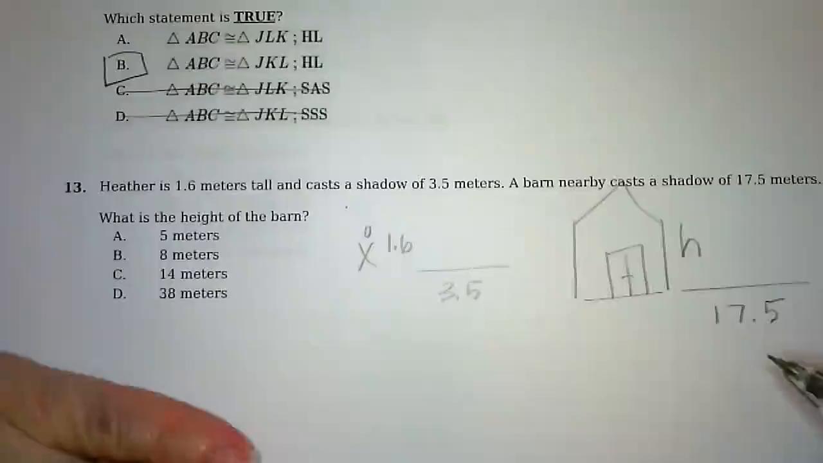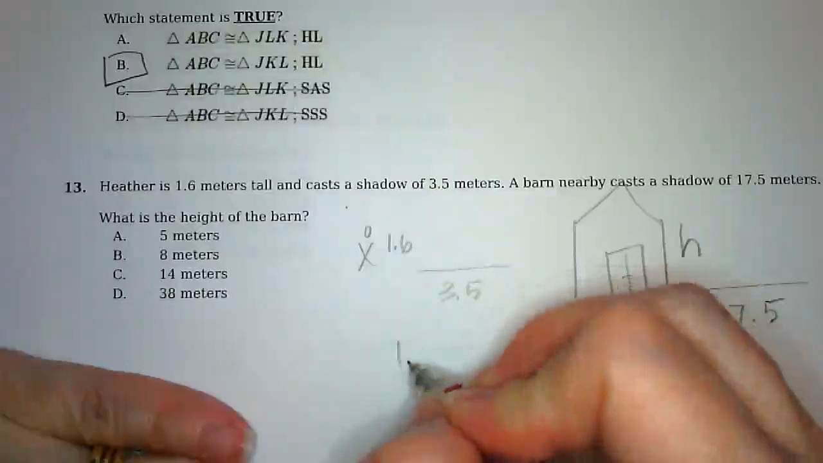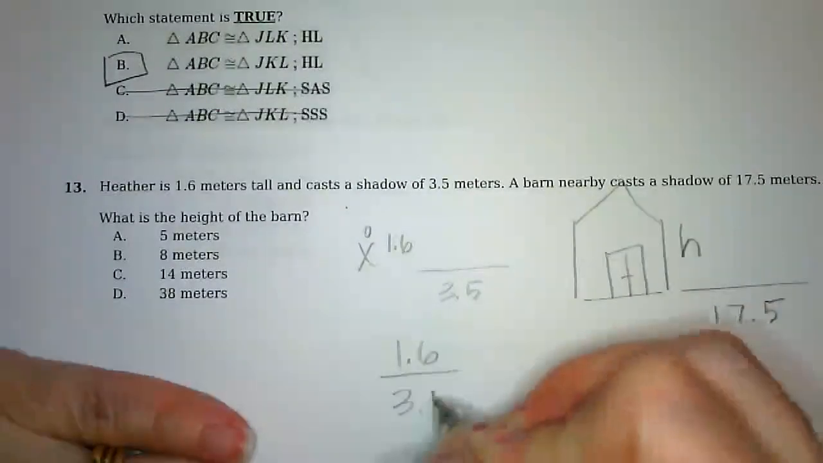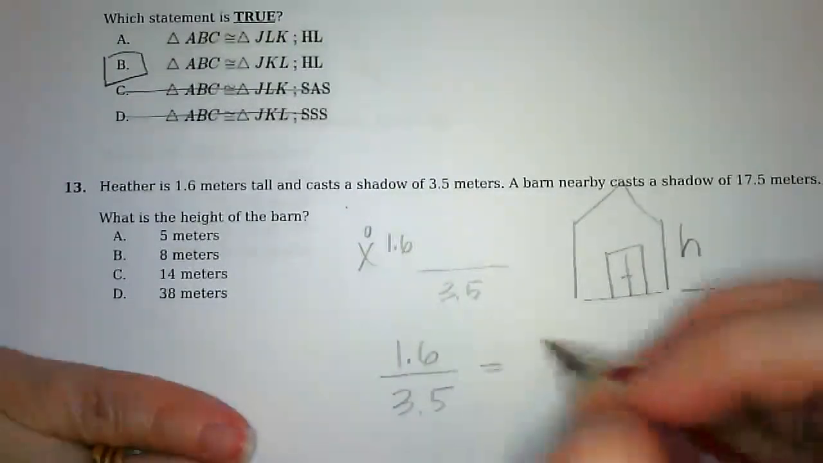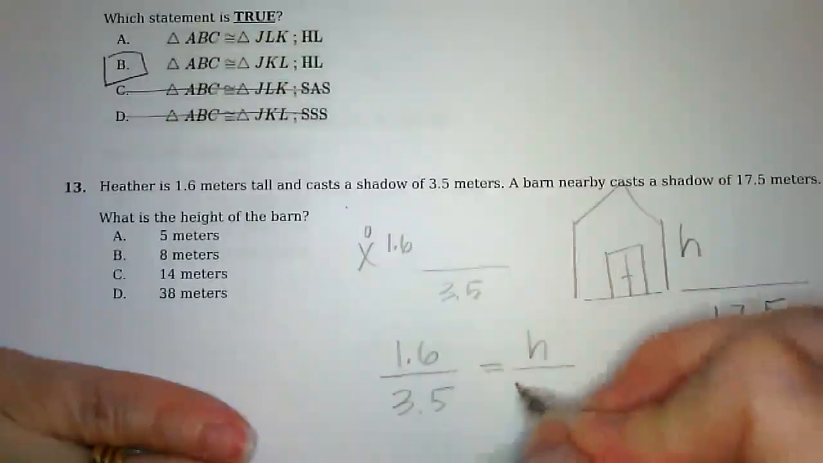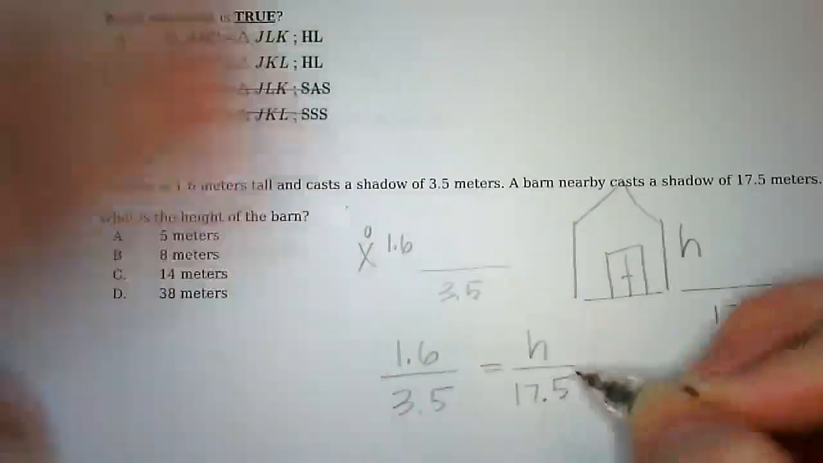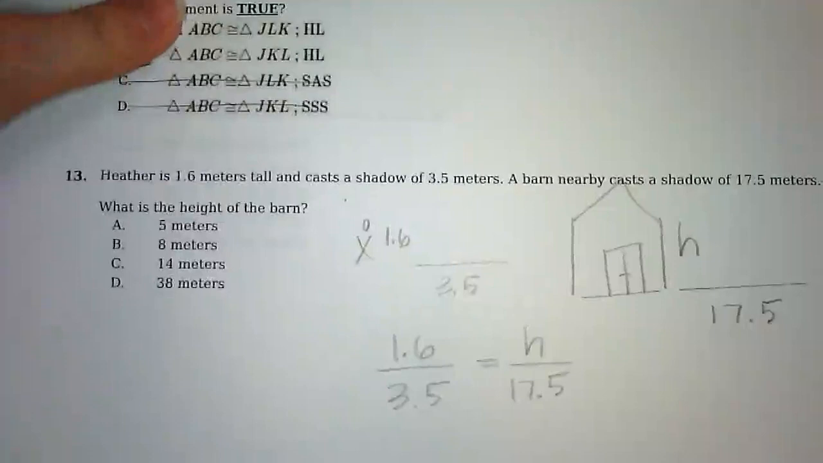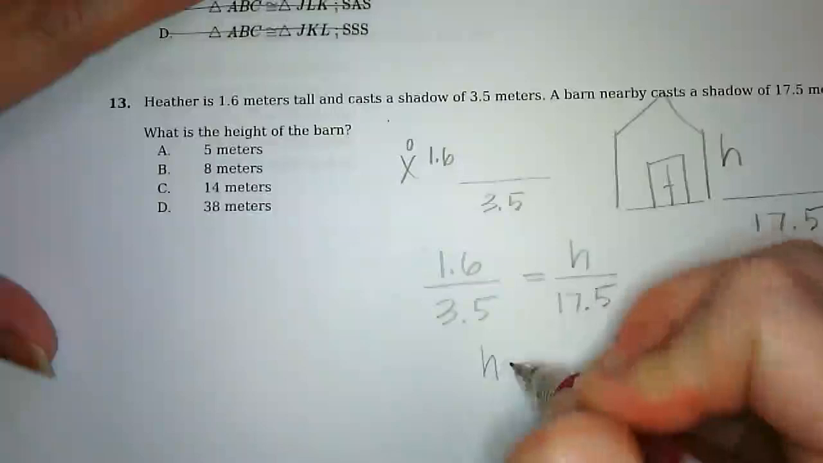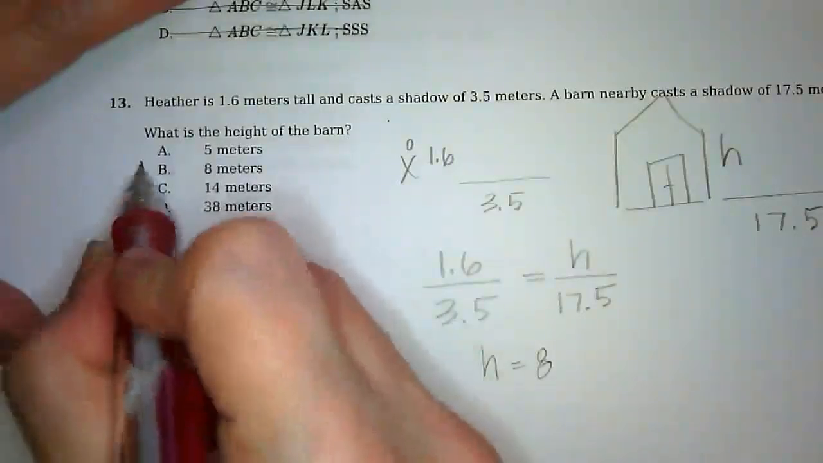So I'm just going to set up proportions. So 1.6 to 3.5 is going to match up with the height of the barn and 17.5. So then if we grab the calculator, we're going to multiply 1.6 by 17.5 and divide that by 3.5, and we get 8.